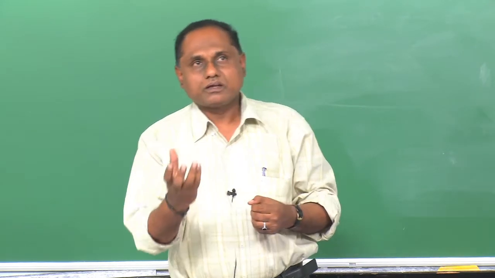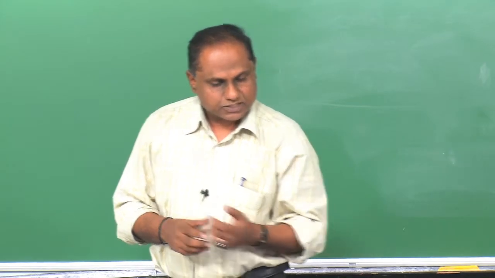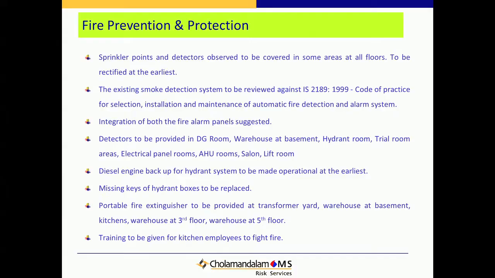During commissioning, those covers are kept, so still it is kept as it is. Then existing smoke detection is to be reviewed against IS 2189. That is, adequacy was not there. Then integration of panels. Even if it comes, where will it give alarm? It should give an alarm either to security. So that integration was not there. Just the smoke detector only was there, but that's not integrated with the fire alarm panel. Then detectors are not provided in main critical areas like DG room, basement, trial room, where possibilities of fire can happen.